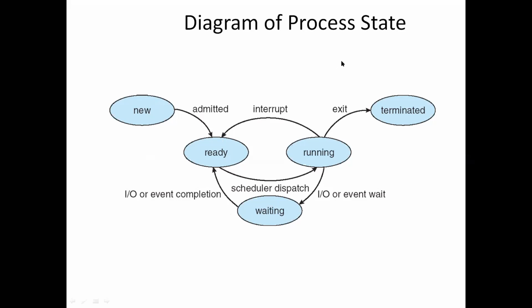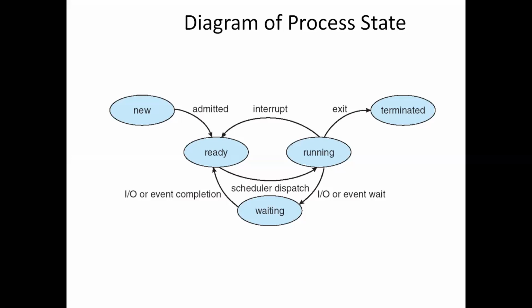This is about process state. As a process executes, it changes its state from one state to another. Each process may be in any one of these states: the new state, ready state, running state, waiting state, or terminated state.